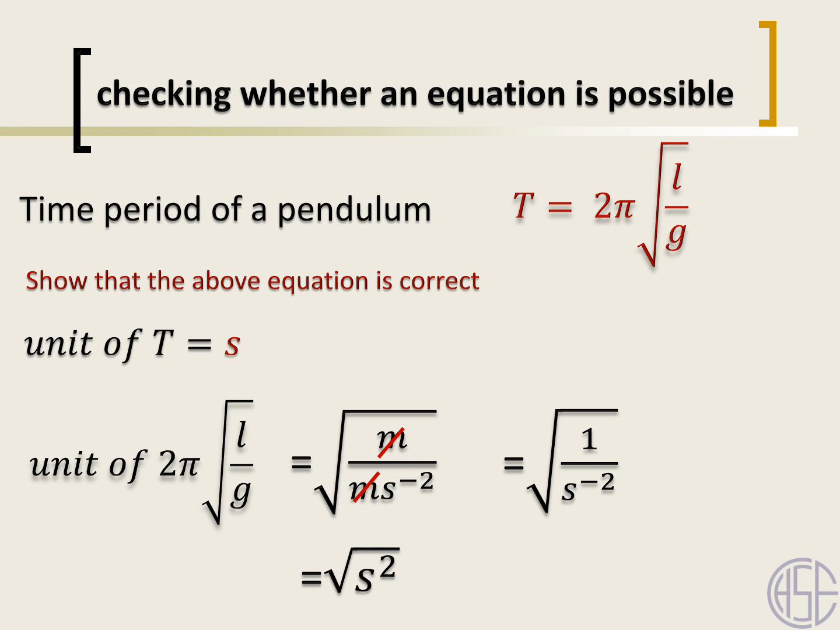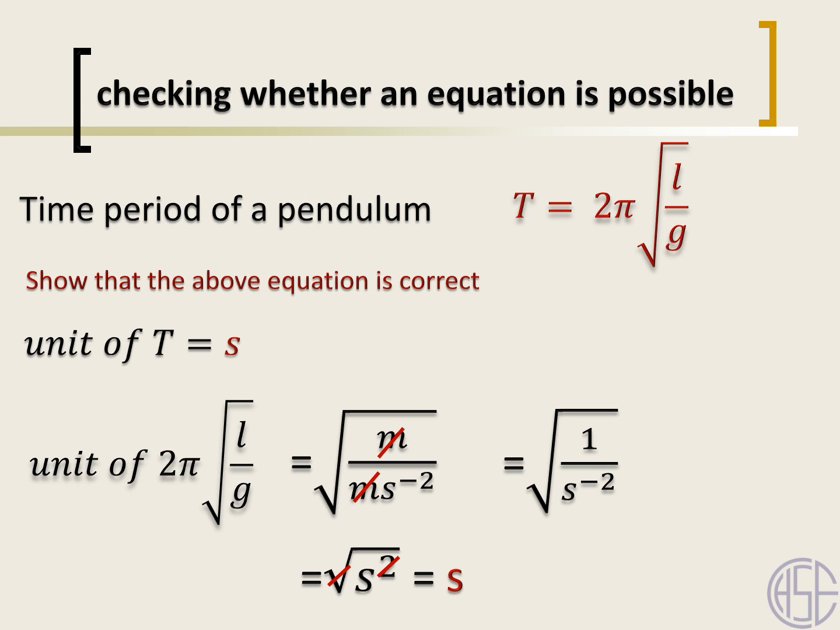Now if you see, square and square root are exactly opposite to each other. So whenever they come together, they will cancel and you get seconds again. It means both left hand and right hand side have the unit seconds. So this is a possible equation in physics.